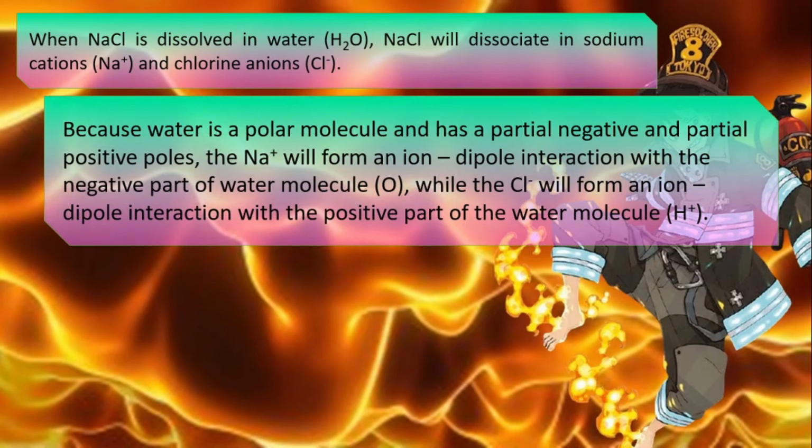Because water is a polar molecule and has partial negative and partial positive poles, the sodium cations will form an ion-dipole interaction with the negative part of the molecule, which is the oxygen, while the chloride anions will form an ion-dipole interaction with the positive part of the water molecules, which is the hydrogen.